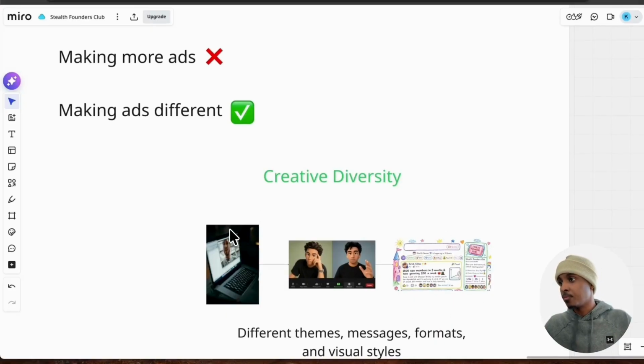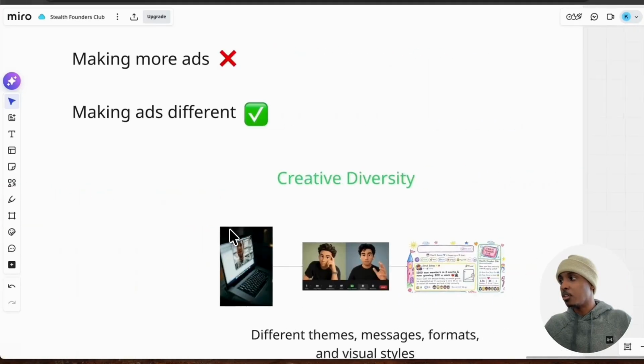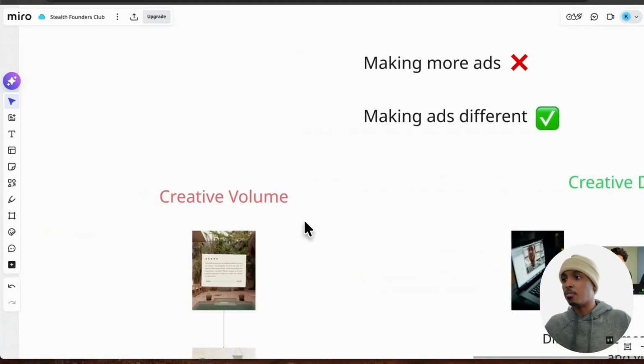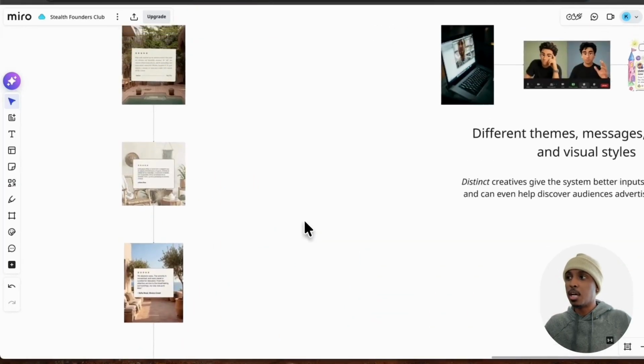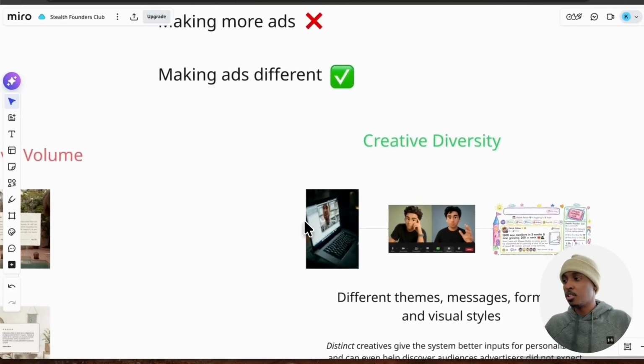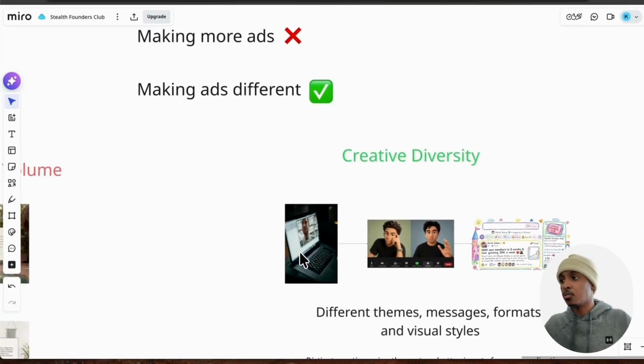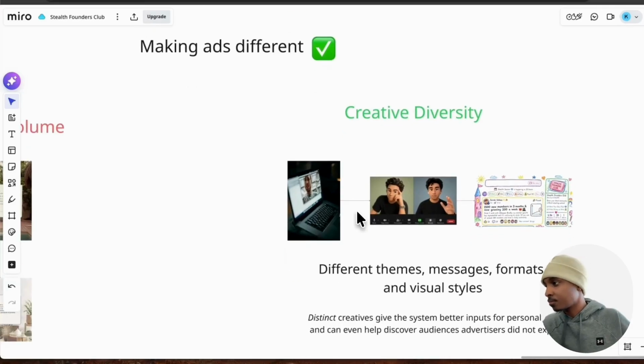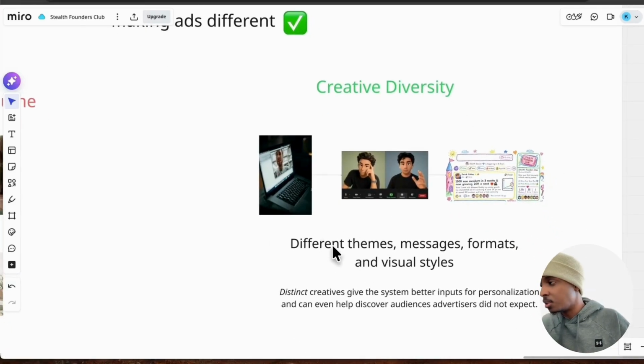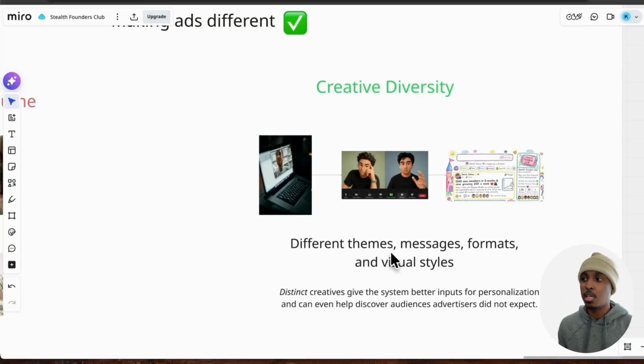But you see here you have a diverse set of creatives, but you don't have more creatives. You're not making 10 ads that are slightly different. You can go with 3 ads that are very different from each other visually or in some way and launch those, right? So think different themes, different messages, different formats, visual styles, and distinct creatives give the system better inputs for personalization and can even help discover audiences that advertisers would not expect, right?